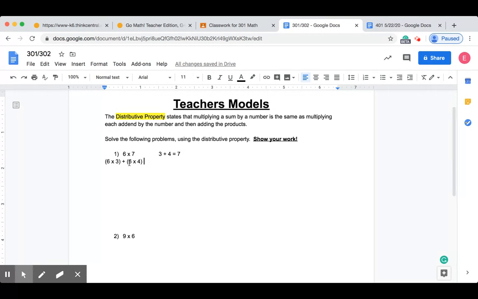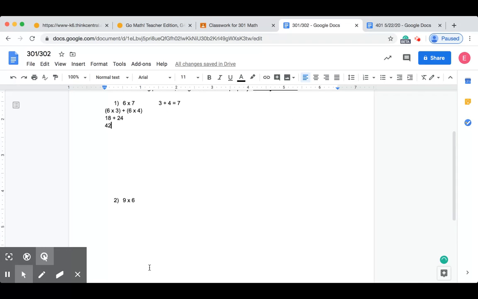I can find these products. Remember, our product is our answer to a multiplication problem, and add them together, and it will give me the same answer as if I did 6 times 7. So 6 times 3 is 18, plus 6 times 4 is 24. 18 plus 24 equals 42. So I know 6 times 7 is 42.